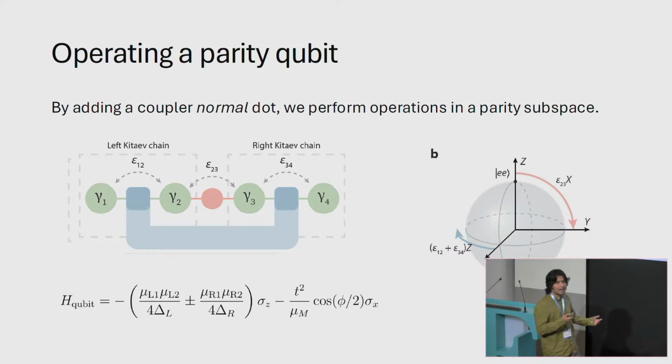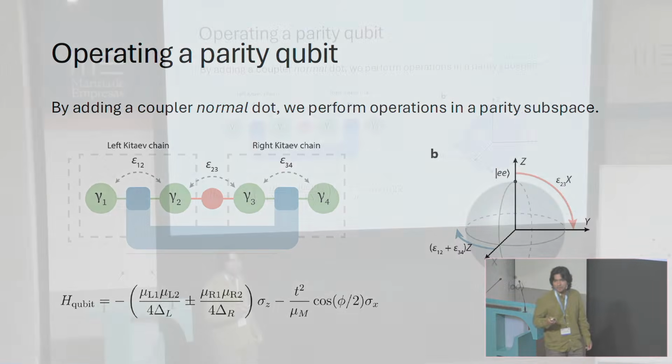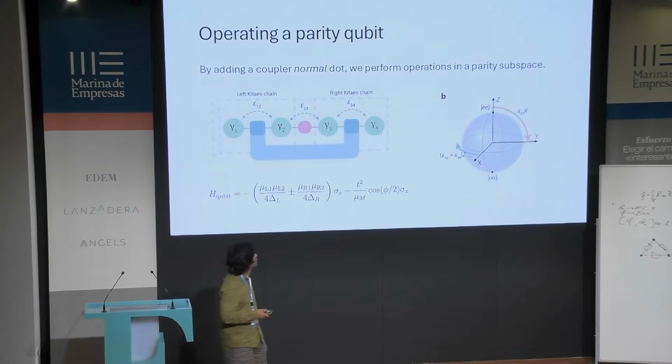And if we look at how this looks in the Bloch sphere, in the qubit space, what happens is that along the z-axis we have the parity states, even and odd. If we want to do rotations from z into x, we need to bring the middle dot into the game and couple the two chains, and that will allow us to create a superposition of two parity states. If on top of that we want to do rotations again along z, we need to detune the chains and reach the regime of the charge qubit.